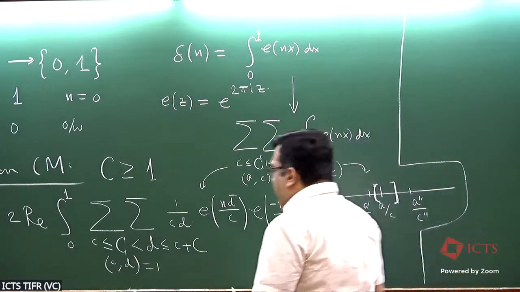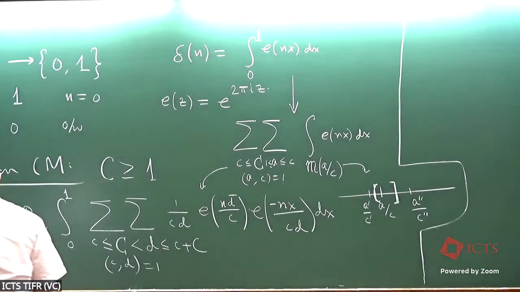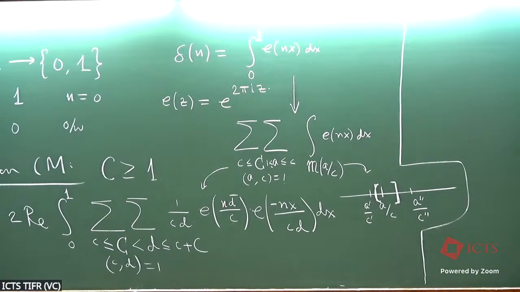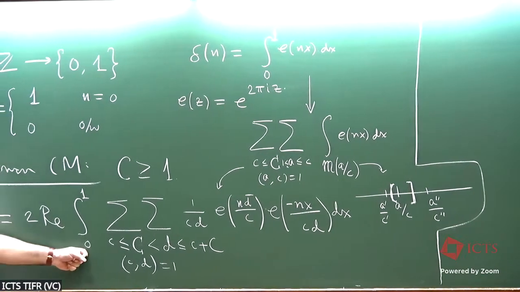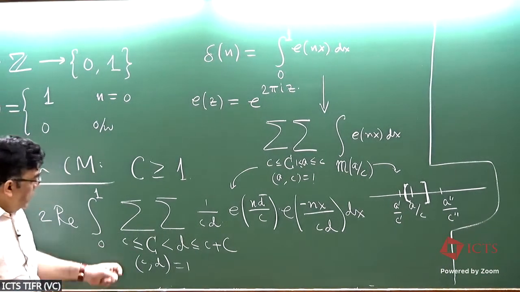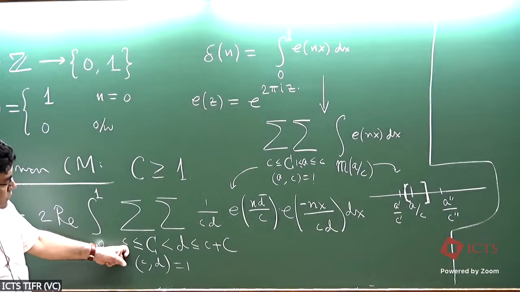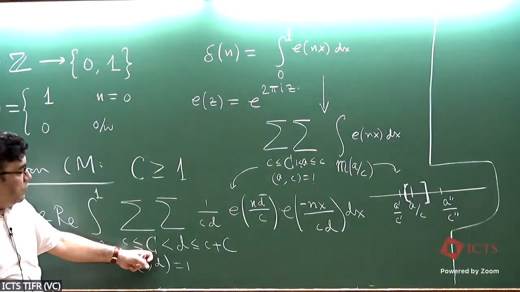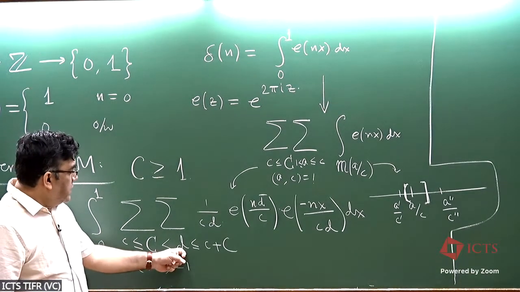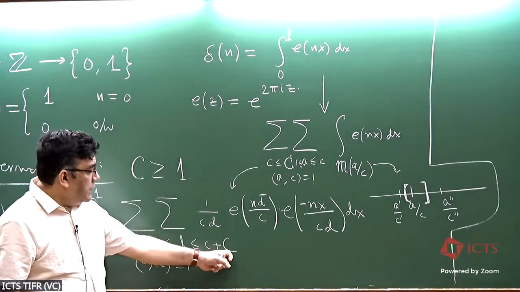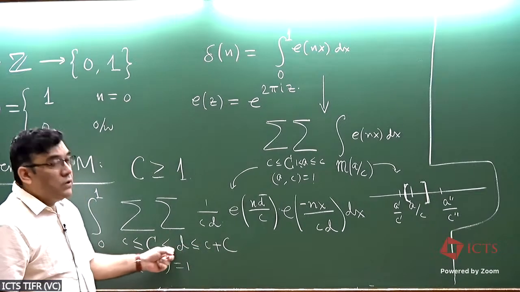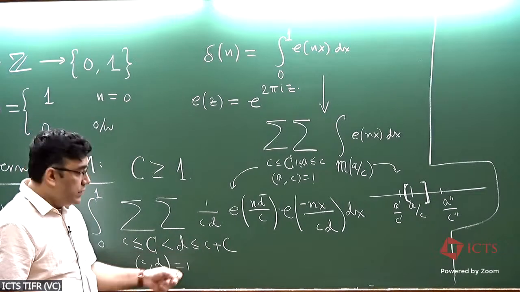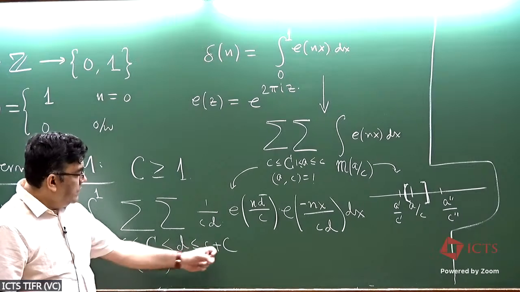There are a couple of things about this formula. There is an integral, and there are two sums. I'll call c the modulus. So c is going up to capital C, and capital C is roughly the size of the modulus. And d is running from capital C to c plus capital C, so d is running over all congruence classes modulo c. It's roughly of size capital C.